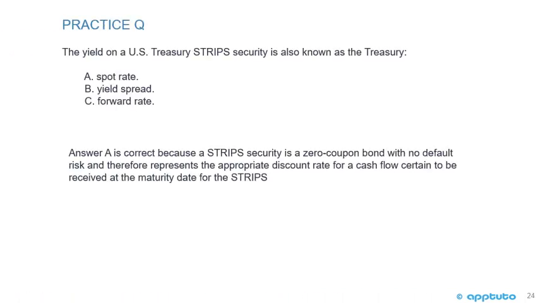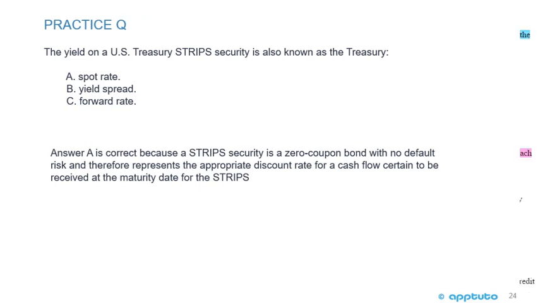The yield on U.S. Treasury strips is known as the Treasury spot rate, okay? A is correct because a strip security is a zero coupon bond with no default risk and therefore represents the appropriate discount rate for a cash flow certain to be received at the maturity date for the strips. So again, a fairly important factoid with regards to what the spot rate is.